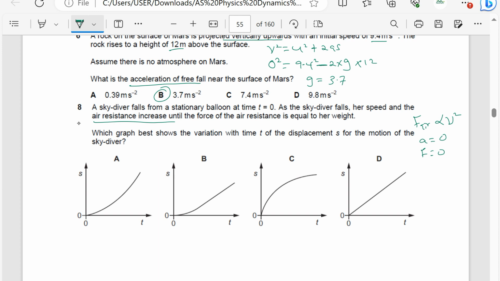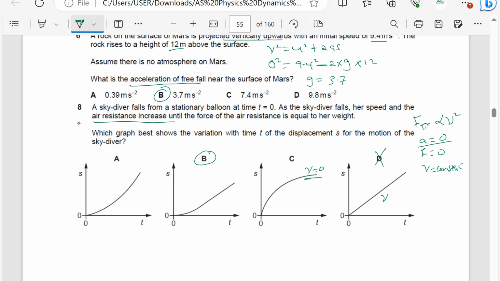Which graph best shows the variation with time t of the displacement s for the motion of the skydiver? Of course, when acceleration is 0, v becomes constant. Since this is displacement against time, the gradient should become constant with time. So D is out because it's showing the gradient is constant all through, which means v is constant all through. C is wrong because it shows that v is becoming 0 here. At this point, v is 0 because the gradient is 0.